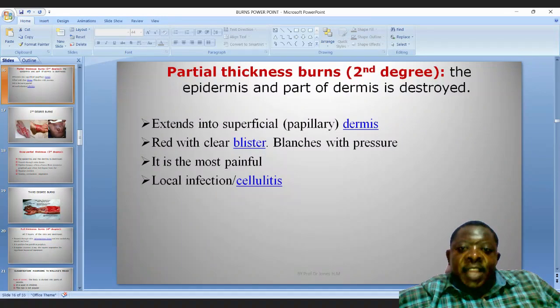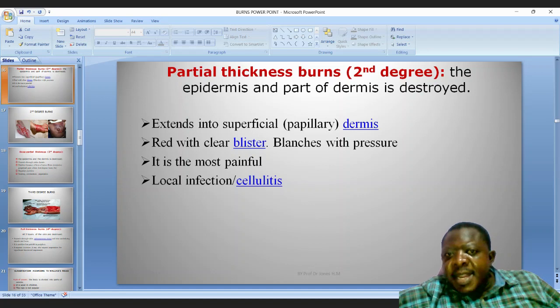Then there's partial thickness burns or second degree burns. The epidermis and part of the dermis is destroyed in second degree burns. It will extend into the superficial or the papillary part of the dermis. We see the redness of the skin, blister formation. We see that there's local infection because of compromised skin barrier.